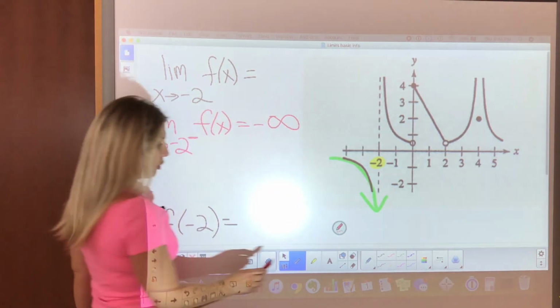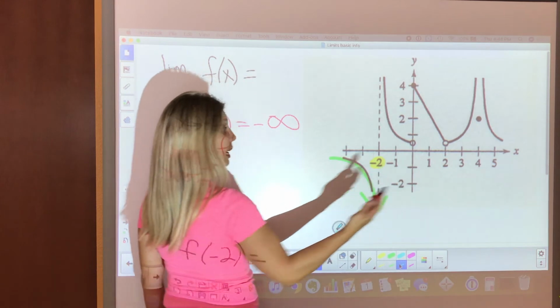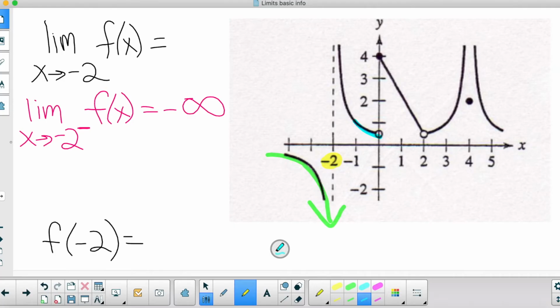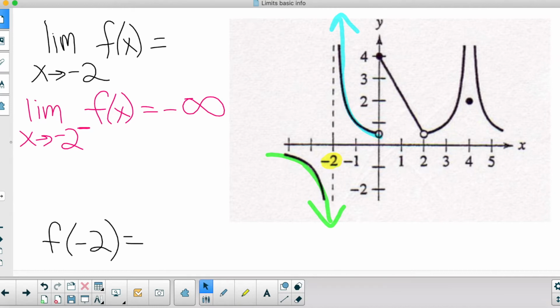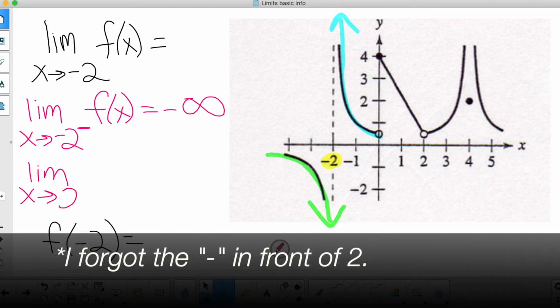But now we have to check that graph coming in from the right-hand side. So as it's approaching negative 2 from the right-hand side, this graph is going this way and headed all the way to positive infinity, which means the limit as x goes to negative 2 from the right, notice the plus sign from the right of our function, is going to positive infinity.